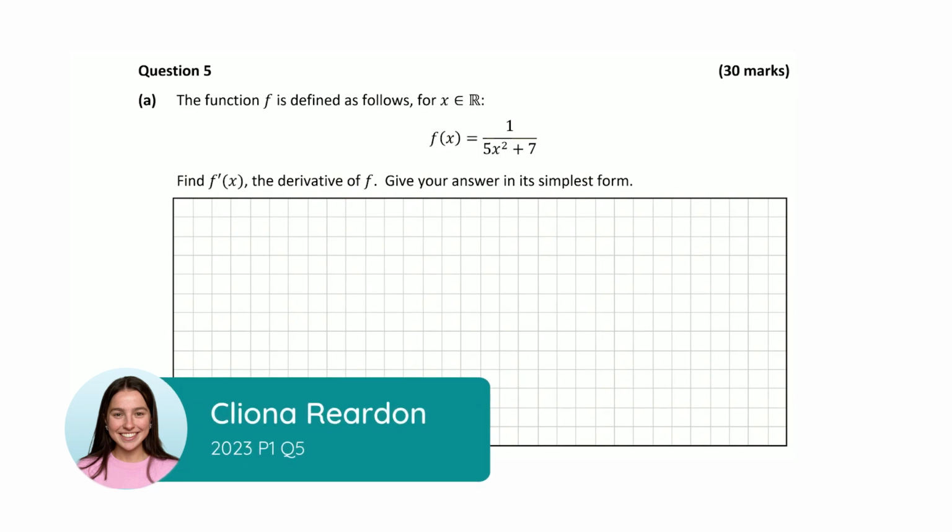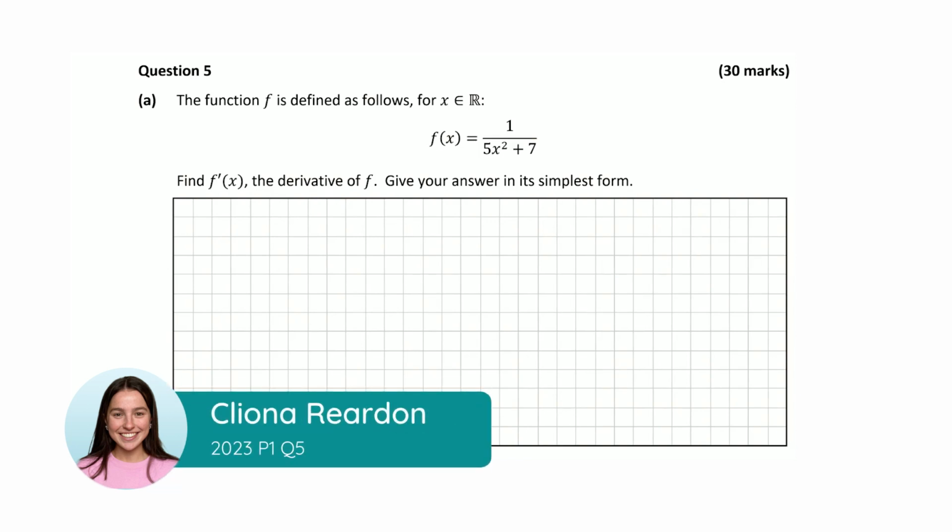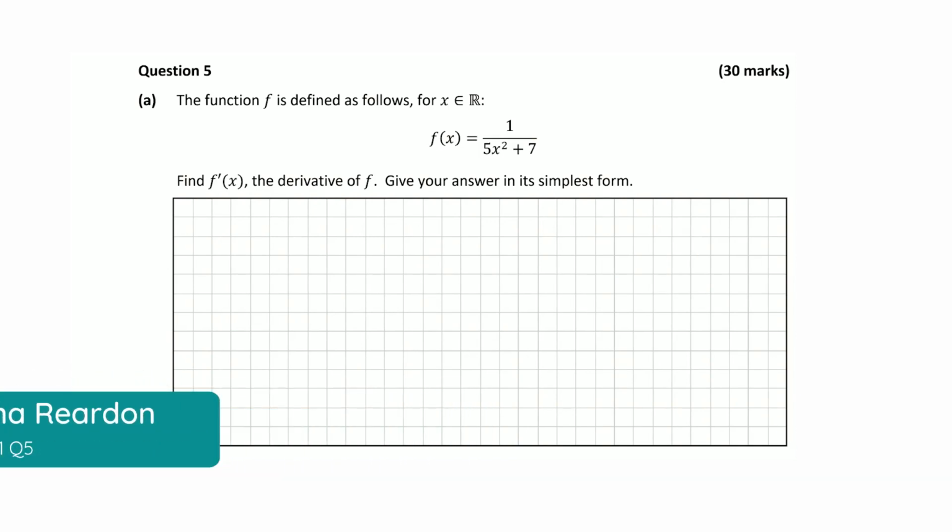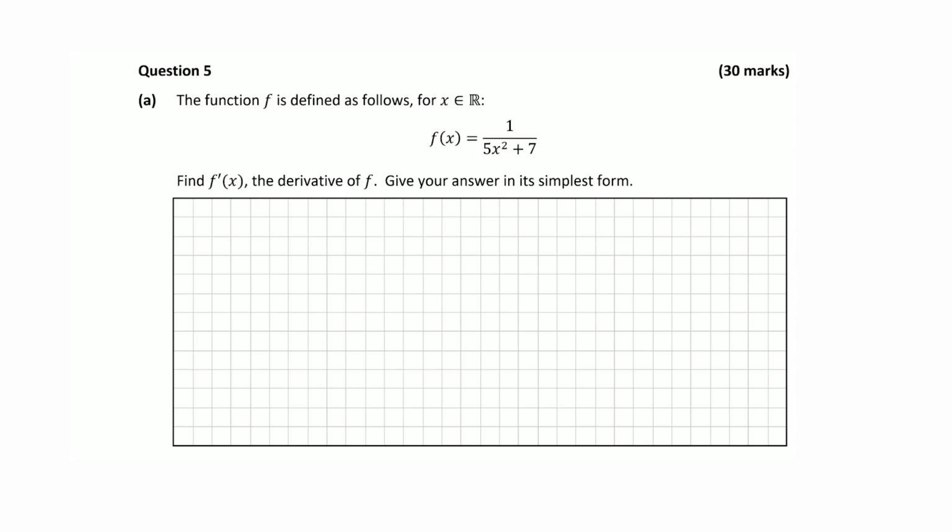My name is Kleena and today I'm going to be taking you through the solution to question 5 from this Leaving Cert higher level paper, and this question is based on functions and it's worth 30 marks. In question A, we're told that the function f is defined as follows for x as an element of R. So we're told that f of x is equal to 1 all over 5x squared plus 7, and we're asked to find the derivative of f and to give your answer in its simplest form.